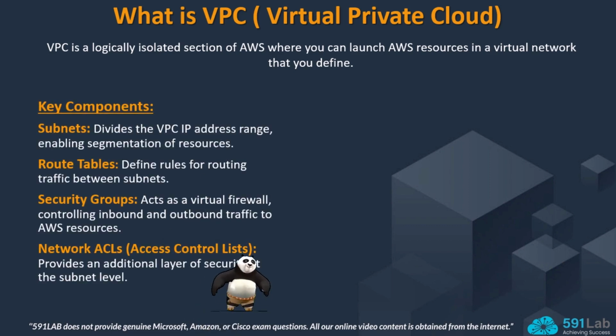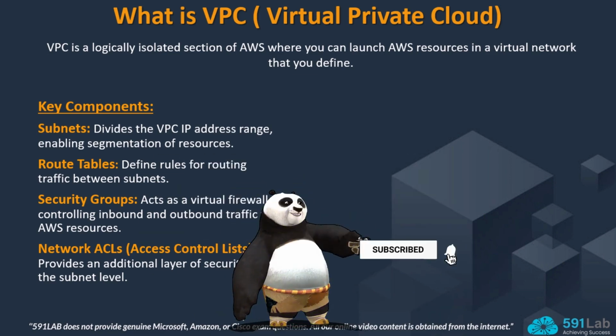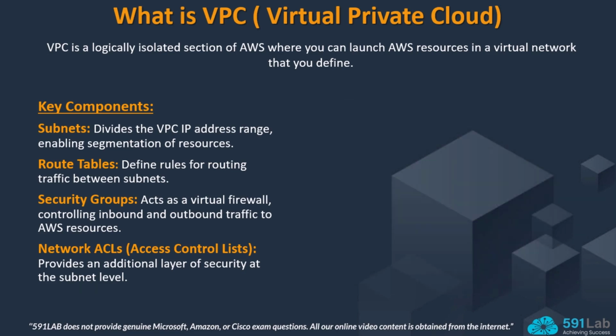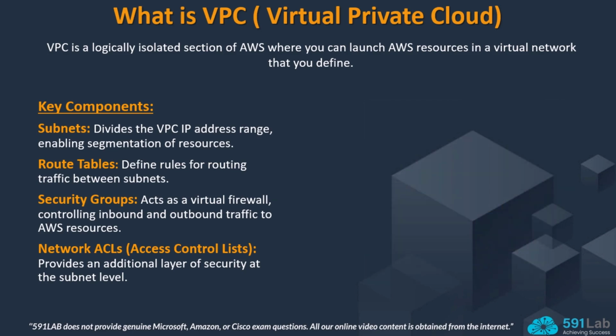Key components of VPCs are subnets, which divide the VPC IP address ranges, enabling segmentation of resources. Subnets are associated with specific availability zones and can be public or private. Route tables define rules for routing traffic between subnets and are used to determine where network traffic is directed. Each subnet in a VPC must be associated with a route table, which controls the traffic leaving the subnet.